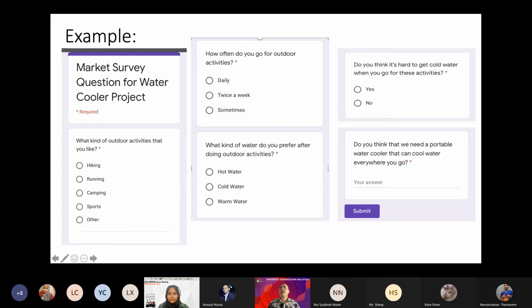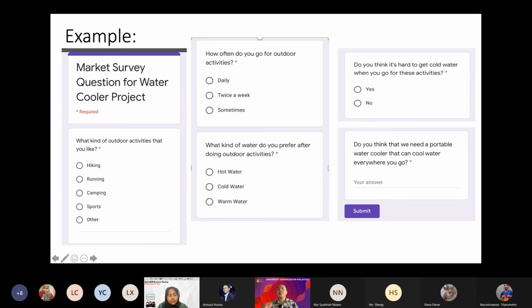Okay, because they are targeting people who enjoy outdoor activities. So this is the great target market. So first, if you are really doing this, then you can ask: how often do you go for outdoor activities? This is very specific because they want to understand the customer's job, their daily routine.